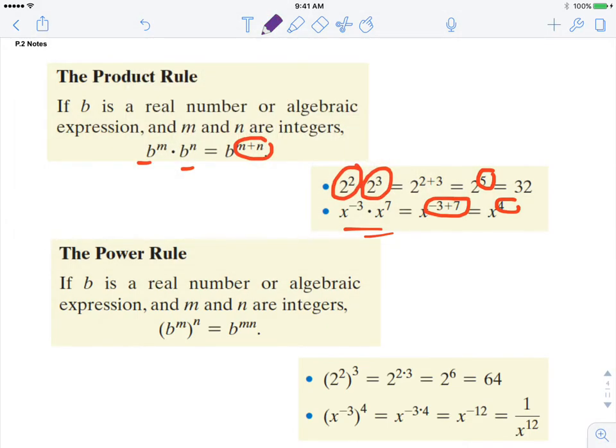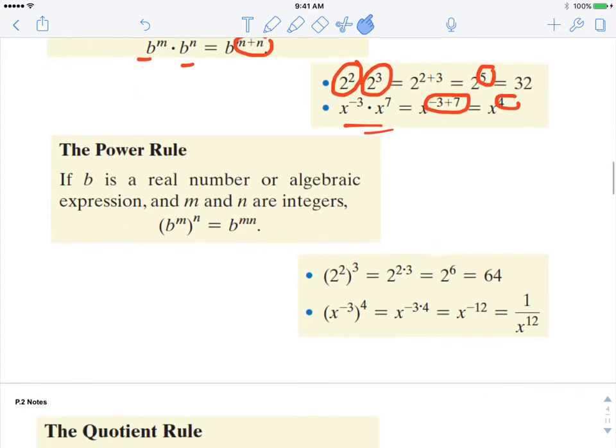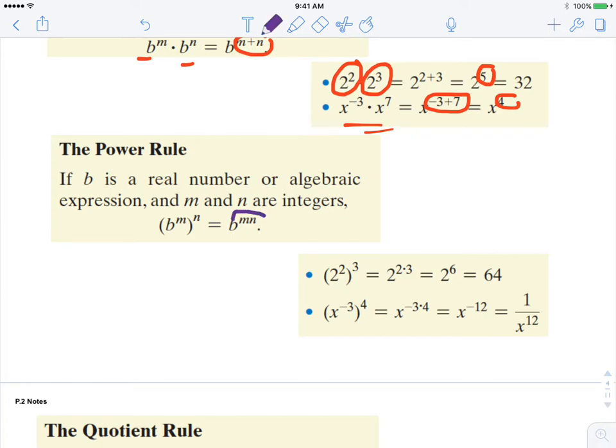The next property is called the power rule. You're raising a power to a power, so you need to multiply the exponents together. So here's our first example. 2 squared cubed. You're going to be multiplying the 2 and the 3 together to give you 2 to the 6th, and then simplify it, 64. The second example, again, you're going to multiply to give you negative 12.